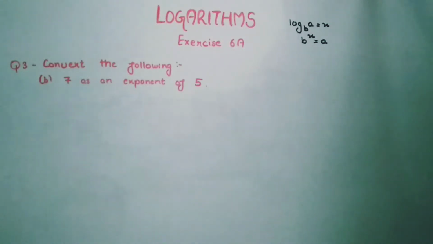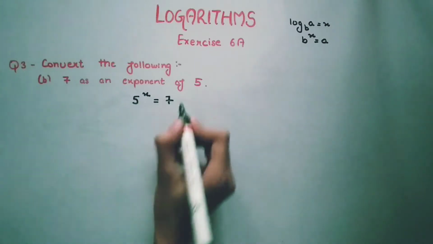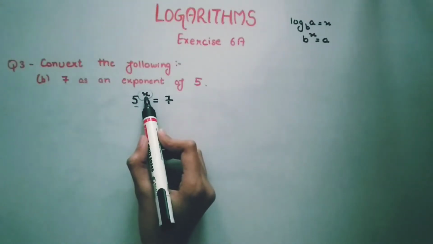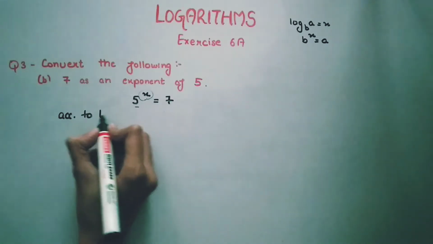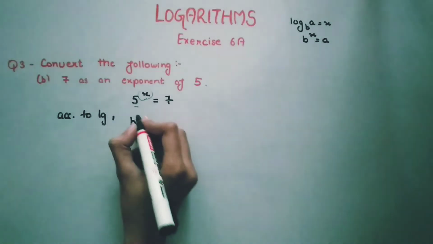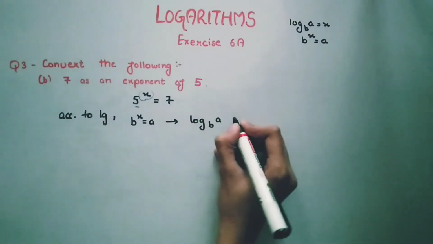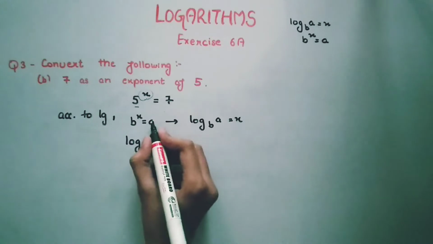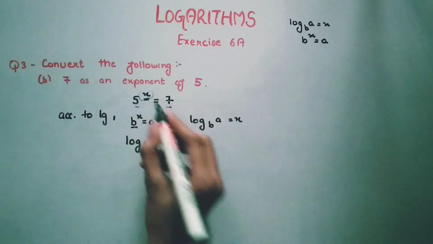We have the next part, that is 7 as an exponent of 5, which means that 5 raised to any power, we say x, is 7. This is the exponential form of log. According to logarithm, b raised to power x is equal to a, which is the exponential form, and it can be written in logarithm form in this way. So here log of a, that is 7, to the base, that is 5, is equal to x.